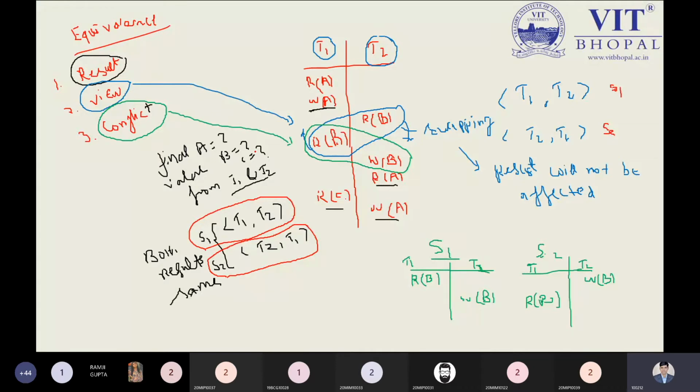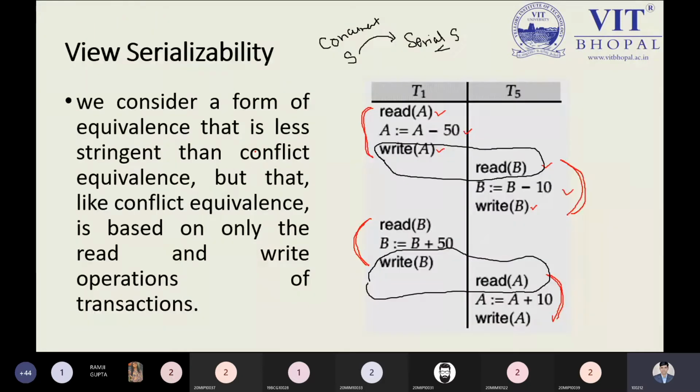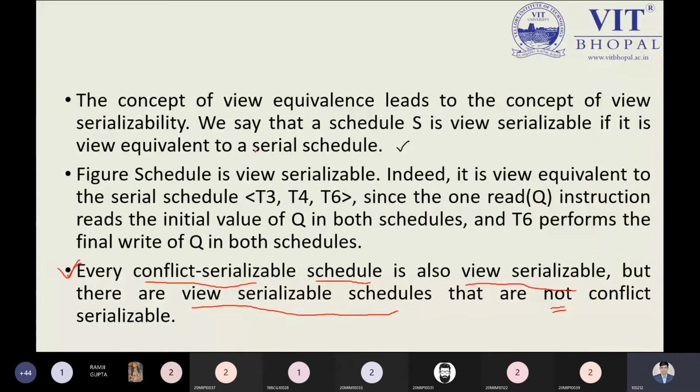So what we have discussed so far is equivalence. There are three kinds of equivalence: result, view, and conflict. After this, we have seen view serializability. Conflict serializability says there must be conflict operations. So how to remove the conflict operations? By applying non-conflict operations, we transform our schedules into serial schedules. So this is conflict serializability.